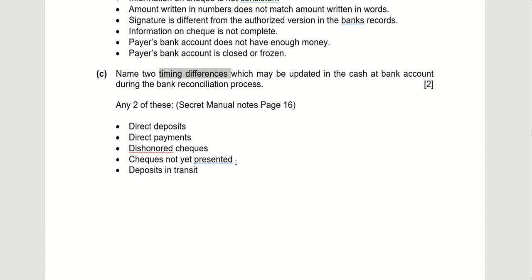And the last two are checks not yet presented. You have made payment, but the other person hasn't given the check to the bank to receive the money, or deposits in transit. The deposits are transiting, moving to your bank account. That's why you cannot see them in the bank statement.